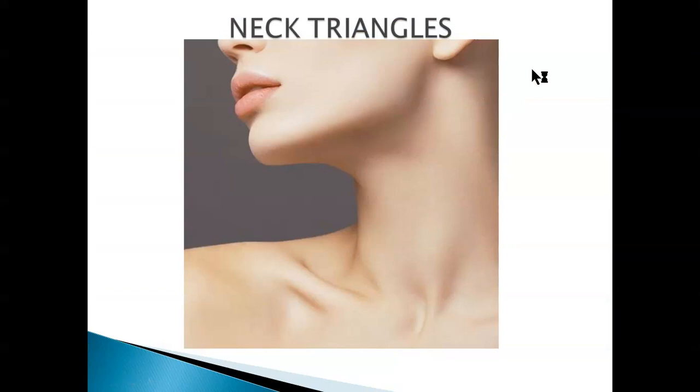Now we are finished with around 10 or 11 deep fascias, and we have completed our superficial fascia. We have completed the skin. So now let's talk about the neck triangles. Let's very quickly go through them.